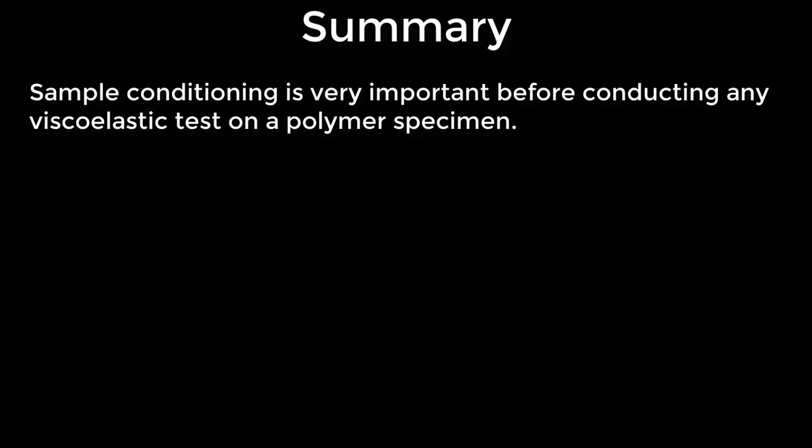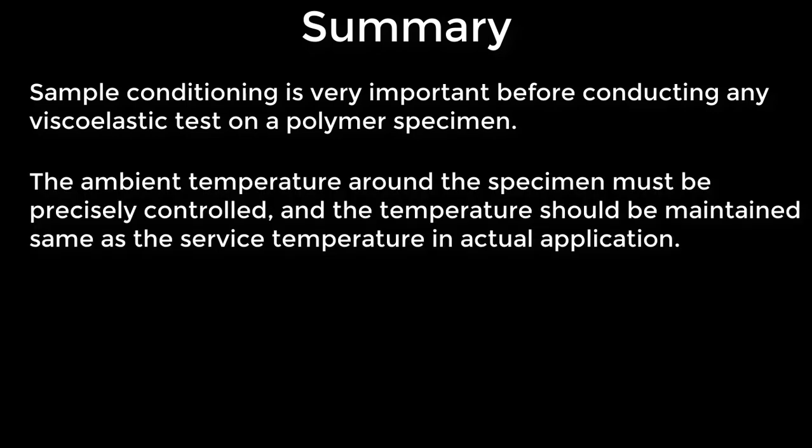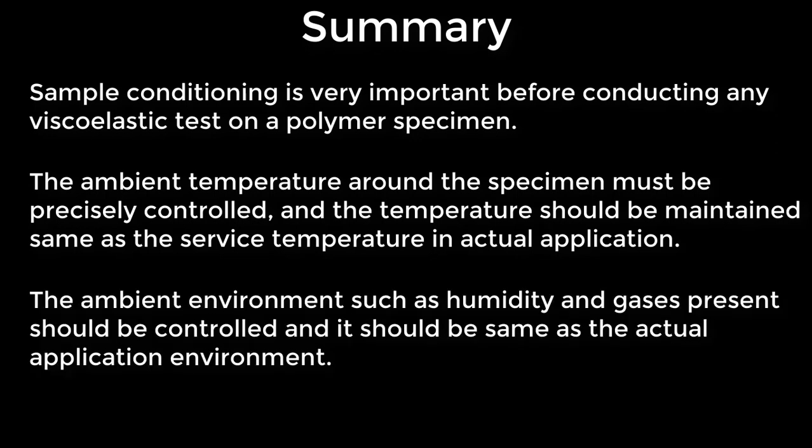Sample conditioning is very important before conducting any viscoelastic test on a polymer specimen. The ambient temperature around the specimen must be precisely controlled, and the temperature should be maintained same as the service temperature in actual application. The ambient environment such as humidity and gases present should be controlled, and it should be same as the actual application environment. For tests involving large strain such as long-term creep test in the specimen, load should be changed such that the stress is maintained constant throughout.